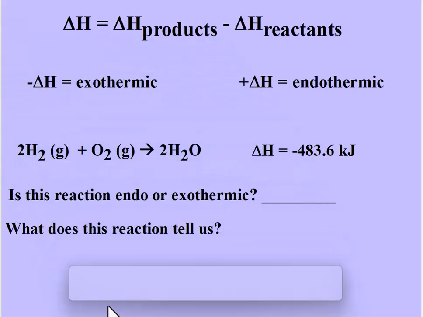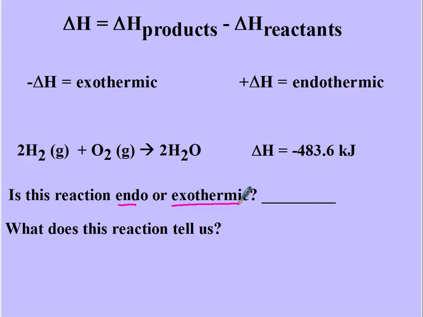Enthalpy is delta H. It's going to be products minus reactants. If we have a negative delta H, that means the reaction is exothermic, and a positive delta H means it's endothermic. So this reaction, is it endo or exothermic? You said exo, you're correct, because again we have a negative delta H for the reaction.